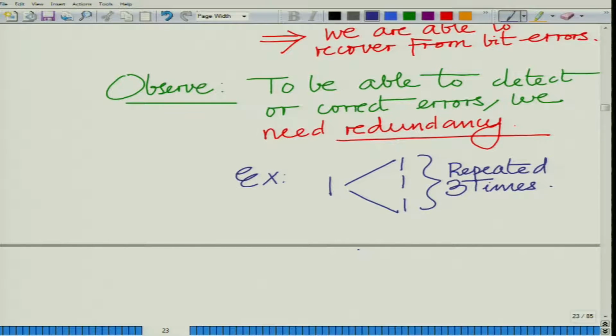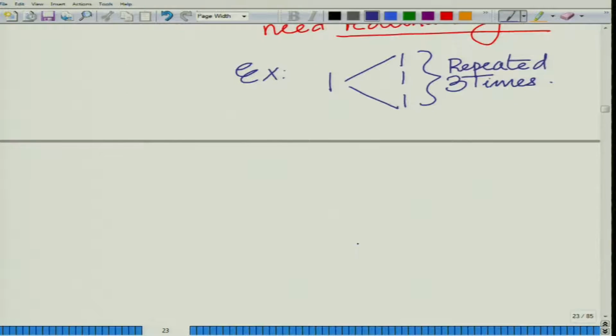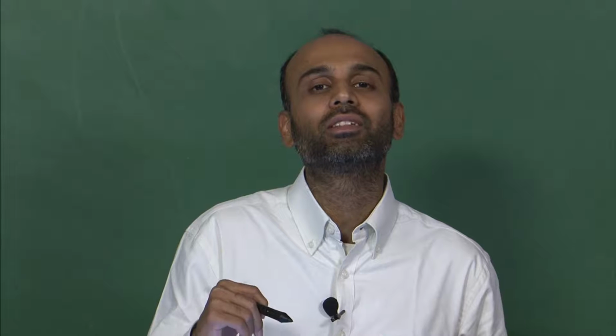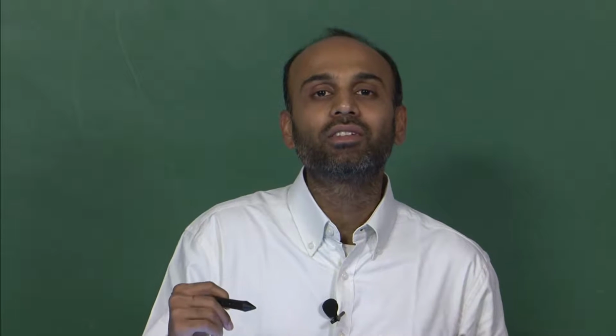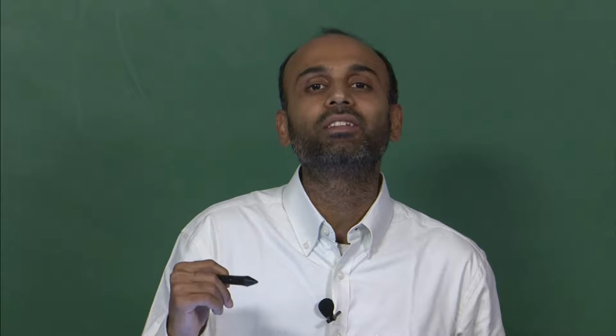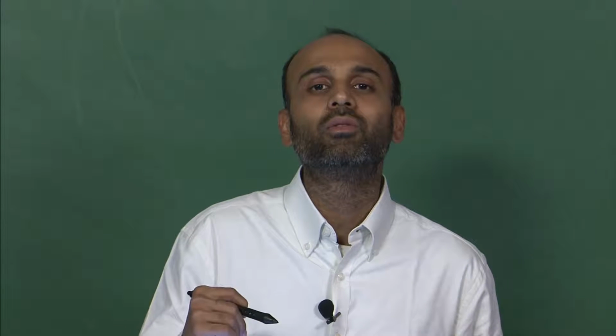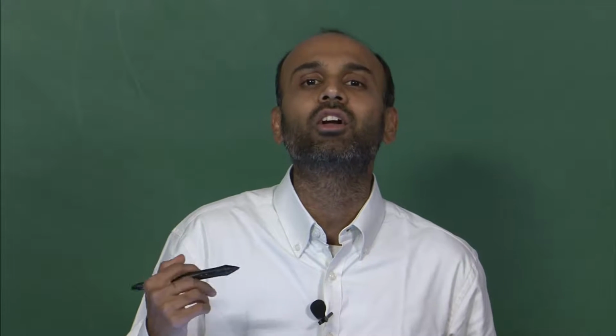Now, this process of systematically introducing redundancy to be able to detect or correct errors introduced over the channel, introducing systematic redundancy in the transmitted bit stream to be able to detect or correct errors, is known as channel coding. And the particular code, that is the particular format of redundancy that is employed, is known as the channel code or an error control code.